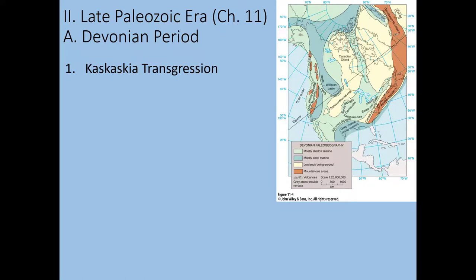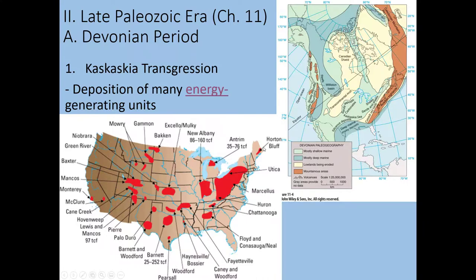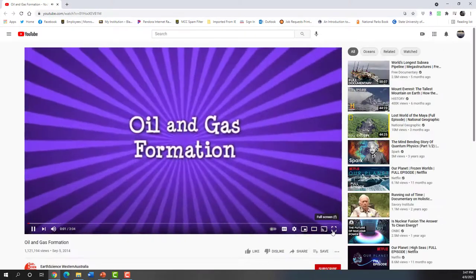So most of North America covered in shale and sand. And that is awesome because sand, super porous, super permeable. Shale, super porous, not permeable at all. And so this creates areas where we can really find a lot of energy bearing units. Mostly we're talking about oil in this time period. So here is a map of all the major oil plays in North America. And I'm going to first take a second and show you how oil and gas forms.